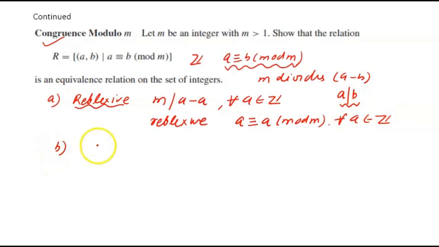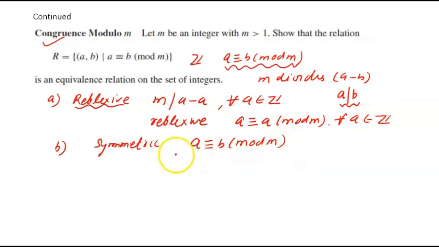What about the symmetric property? For the symmetric property, what is the requirement? Suppose I say that a is congruent to b modulo m. If a is congruent to b modulo m, this implies what? This implies that m divides a minus b.